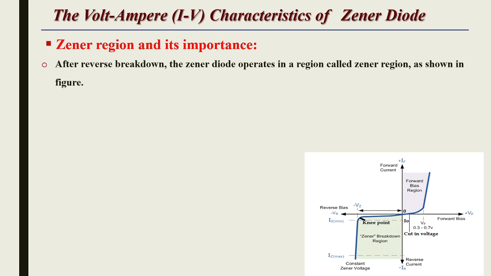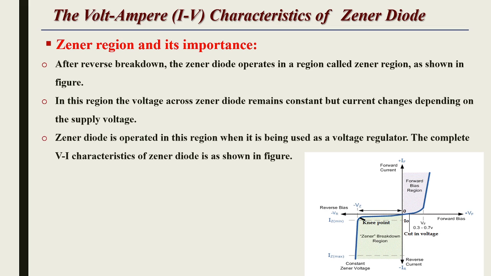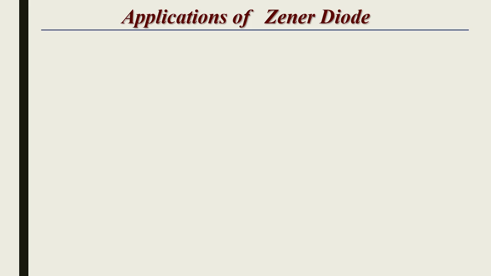After reverse breakdown, the Zener diode operates in a region called the Zener region as shown in the figure, and in this region the voltage across the Zener diode remains constant but the current changes depending on the supply voltage. The Zener diode is operated in this region when it is being used as a voltage regulator. The complete VI characteristics of the Zener diode is shown in the figure.